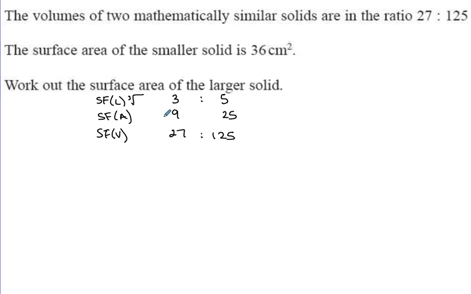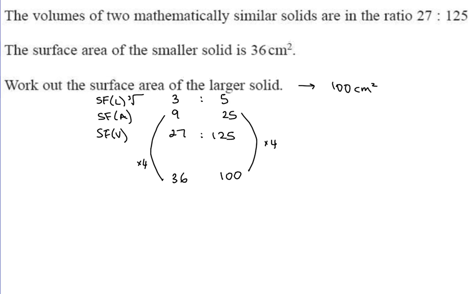Now, if they're saying the surface area of the smaller solid is 36, you can tell you've multiplied it by 4. So then all you've got to do is multiply that by 4. And you get 25 times 4 is 100. So the surface area of the larger solid is 100 centimeter squared. As I say, once you get that, the scale factors all sorted, then your workings just come out pretty effortlessly.